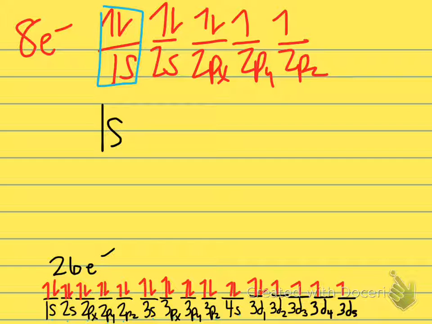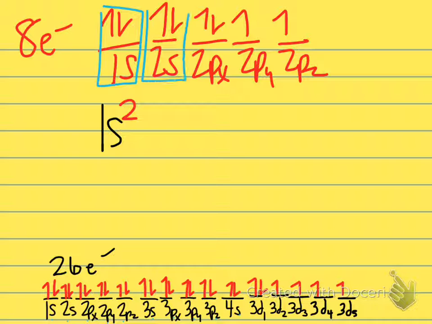And as a superscript on this, I'm going to write the number of electrons that are in that subshell. So this is going to be 1s2. Do not say 1s squared. Don't do it. It's not squared. You're not squaring anything. You're saying that there are 2 electrons in the 1s subshell.